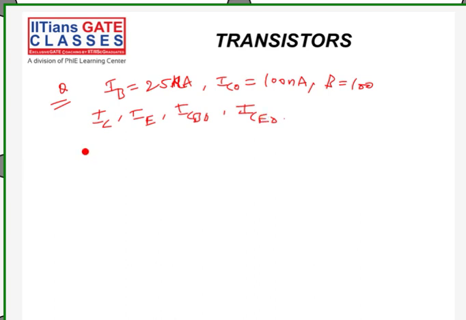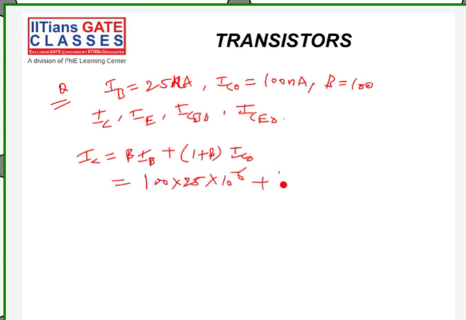Here, what is IC? The IB plus 1 plus beta, CO. Beta IB is 100, plus 101 into 100 into 10 to the power minus 9. These are the values we can keep and we can get 2.5 milliamps. This is the correct one for the first.